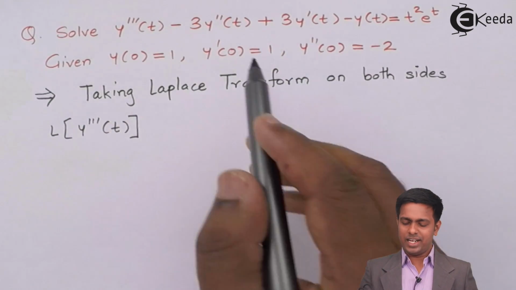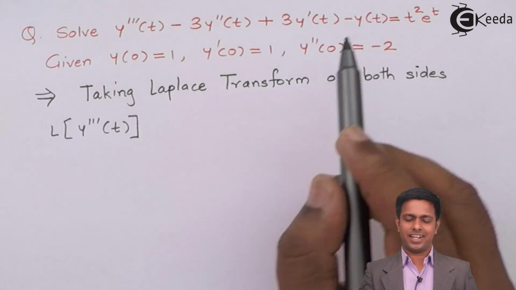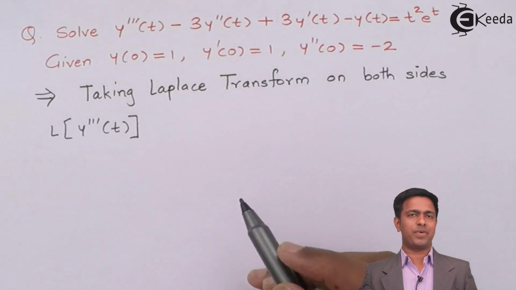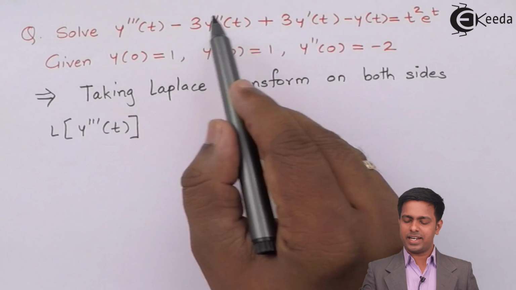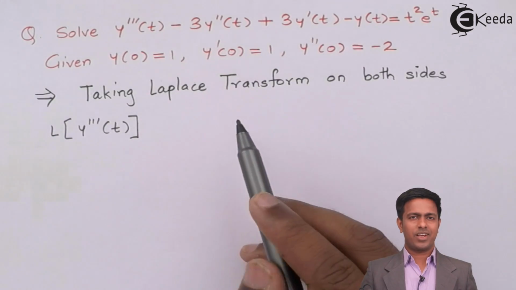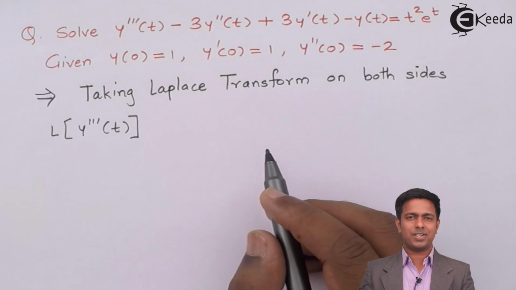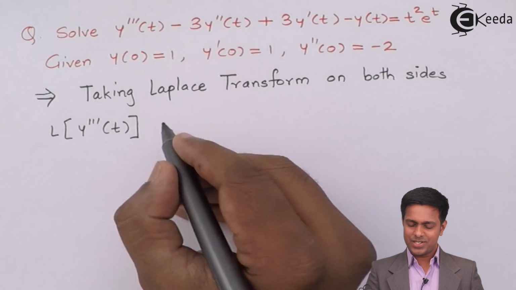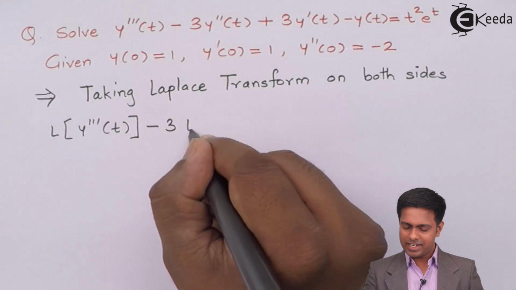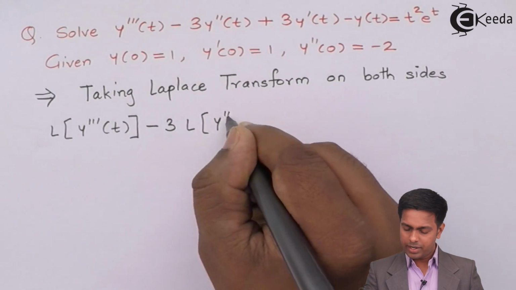So guys, on the left hand side there are 4 terms. I'll take the Laplace transform of the 4 terms separately, since there is a plus or minus sign between the functions, so I can apply the linearity property. As per the linearity property, I'll take the Laplace of each and every term separately. So negative 3 outside. Now I'll take the Laplace transform of y double dash of t.